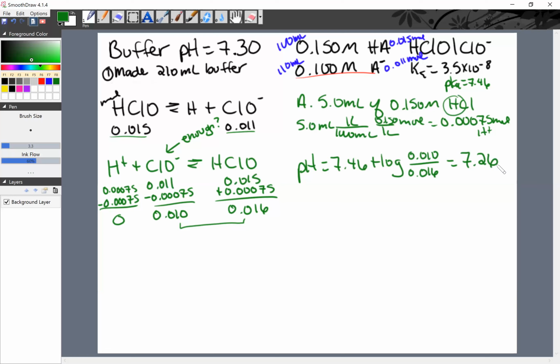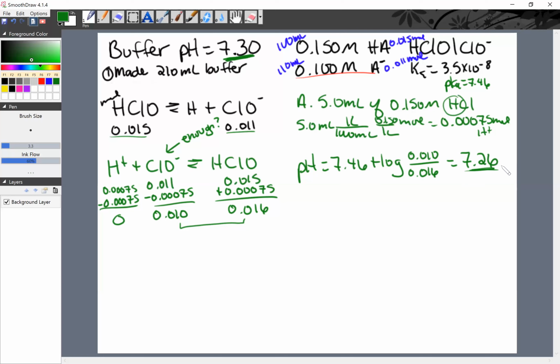All right, did my buffer do its job? And remember, my original pH was 7.30, and even though I added strong acid to it, I'm still at 7.26. So yeah, that buffer did its job. It resisted changes to the pH even when I threw a strong acid at it.